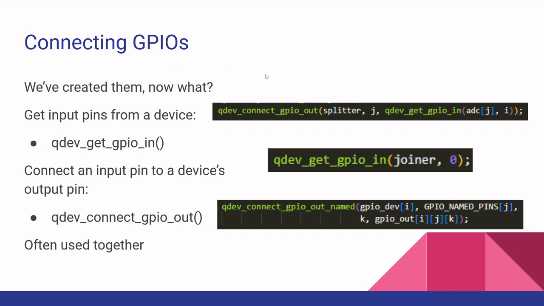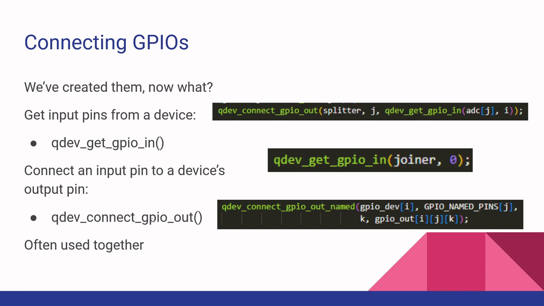So now that we've created our GPIO pins, we can connect them up using a couple of different functions. The first, qdev_get_gpio_in, will let us get an input pin from outside of a device. For example, this is a line in the TM4C main file that gets an ADC's GPIO input pin. It's in a loop, so it has an i, and then the j is another IRQ number for the splitter device. And we connect them.